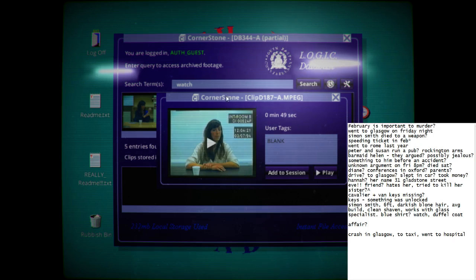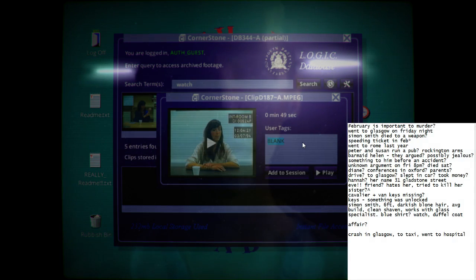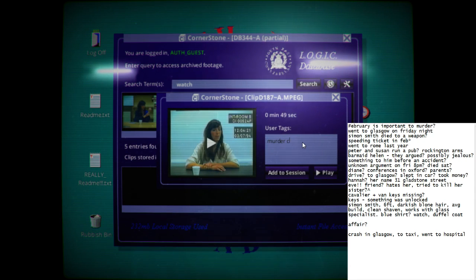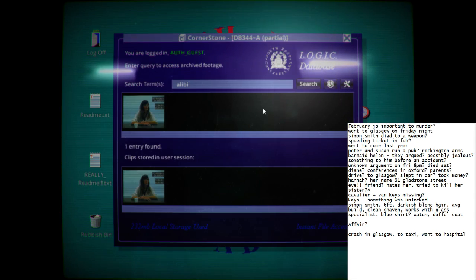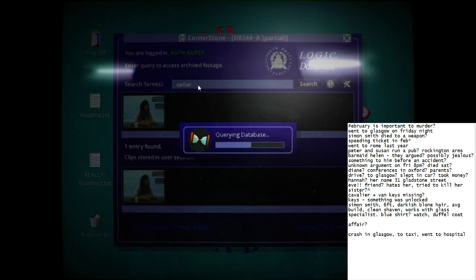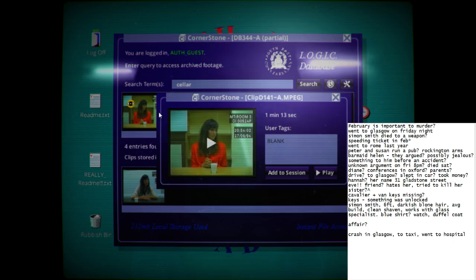Right. What the hell? Murder? Confession? I'm not even gonna add that to my thing. What the fuck? So on the 3rd she confessed to a murder. Alibi. Cellar. The fuck happened in this cellar?